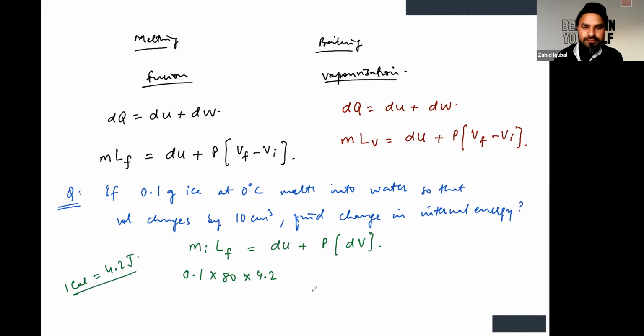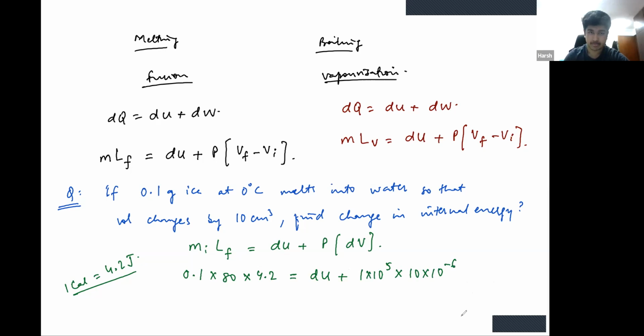That's why it will be equal to the change in internal energy we have to calculate. Pressure is 1 atm, that is 10 to the power 5 Pascal, multiplied by change in volume 10 centimeter cube, and 1 centimeter cube is 10 to the power minus 6. Now just simplify this part, you will get the change in internal energy. Harsh, is it clear? Yes, sir. Just write it down.